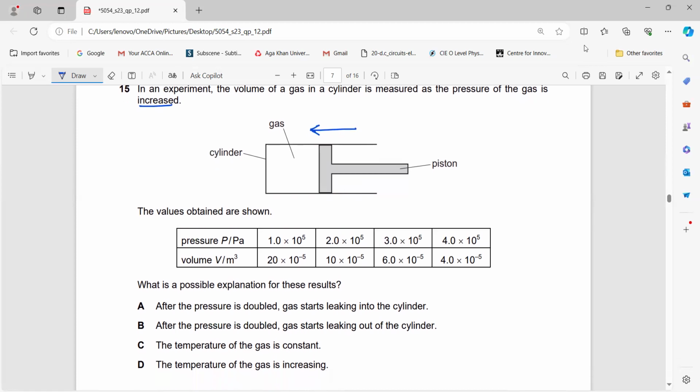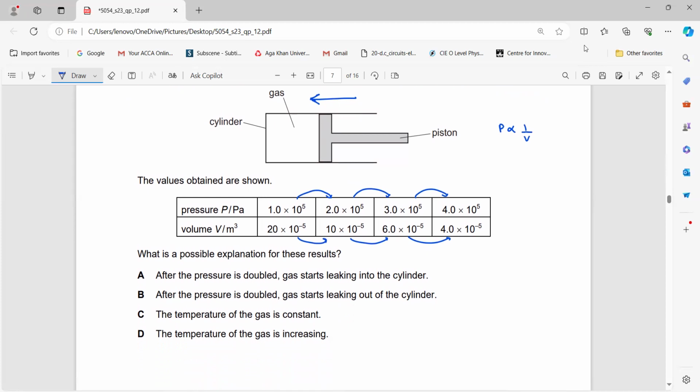Anyway, the volume, the table is shown. So it's 1 into 10 power 5, increased to 2 into 10 power 5, increased to 3 into 10 power 5, increased to 4 into 10 power 5. Then the volume goes from 20 to 10, then 10 to 6, and then 6 to 4. I guess this is defining that pressure is inversely proportional to volume. So the greater the volume, the lesser the pressure. The smaller the volume, the smaller the space occupied, the greater the pressure.